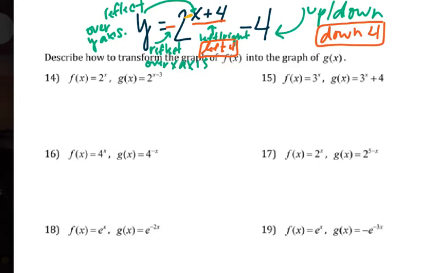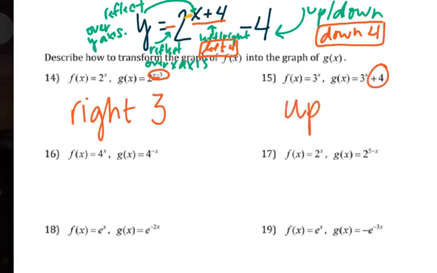All right, number 14, not 1. Numbers with the x. x is a liar. Opposite of the sign means right 3. 15, plus 4 on the back. Plus is positive, so it's up 4. 16, negative on your exponent. That's this rule right here.